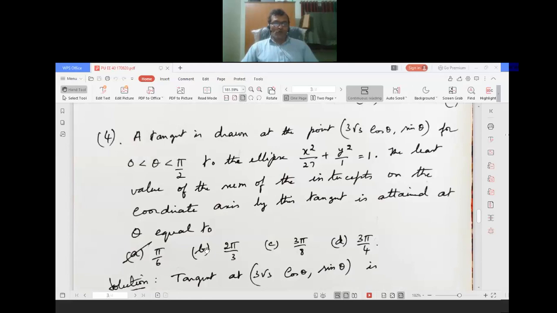So now question 4. A tangent is drawn at the point 3 root 3 cos theta comma sin theta. 1 minute.